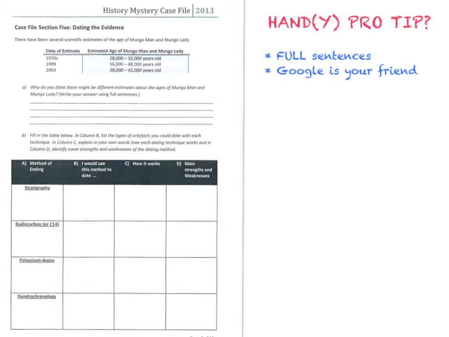Find a brief summary of each of the dating methods here on the screen. Then be succinct or brief in describing how you would use the method to date particular artifacts, how it works, and its main strengths or weaknesses. These brief descriptions are all you're going to need in such small boxes. Don't worry about writing too much, it won't be necessary.